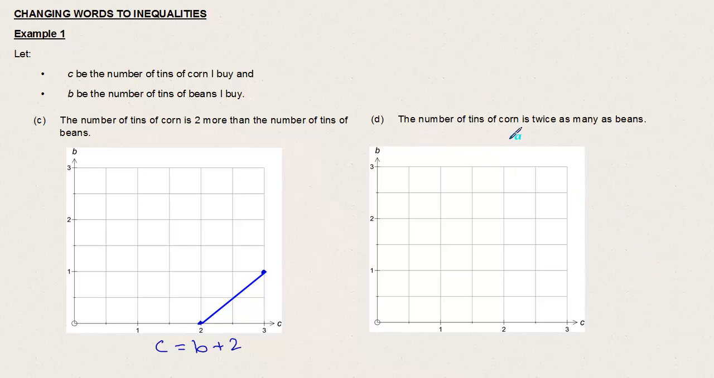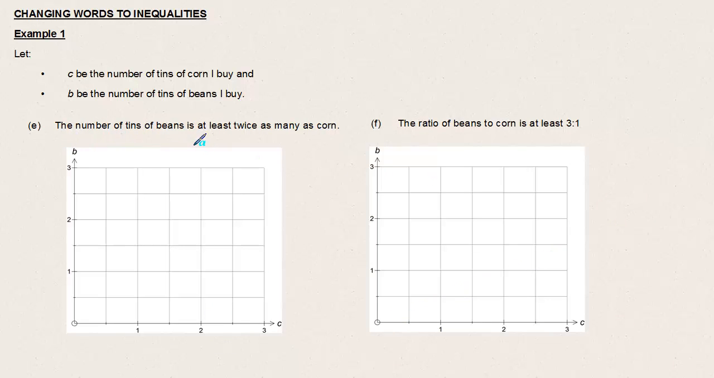The number of tins of corn is twice as many as beans. So beans is B. Twice that is 2B, and that's the number of tins of corn. So corn is 2B. So when B is 0, C is 0. When B is 1, C is 2. And that's really all we need, is just 2 points. So let's just do a straight line through those.